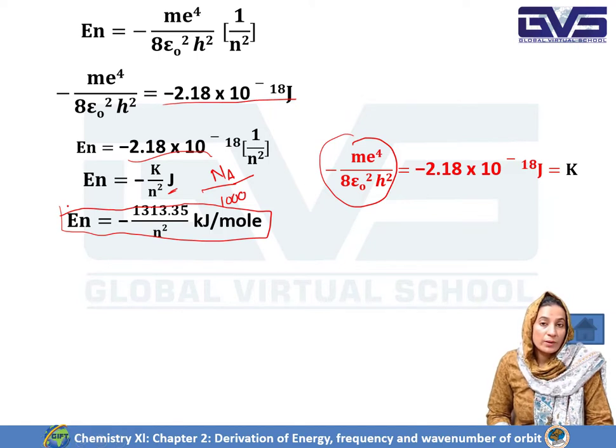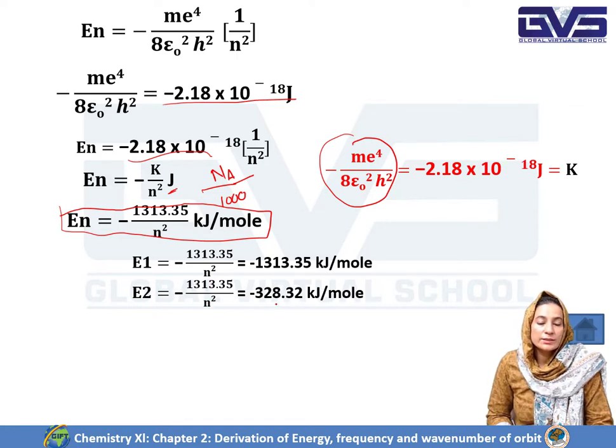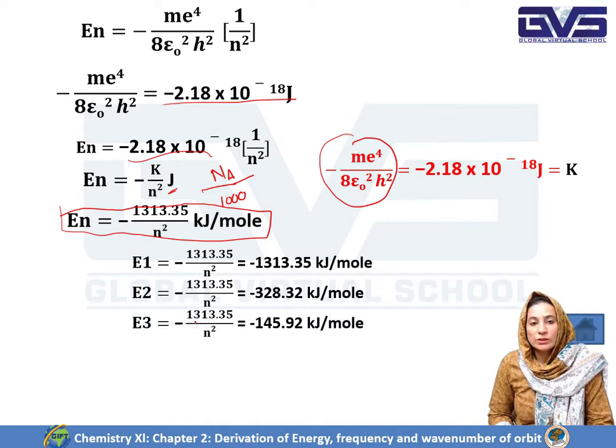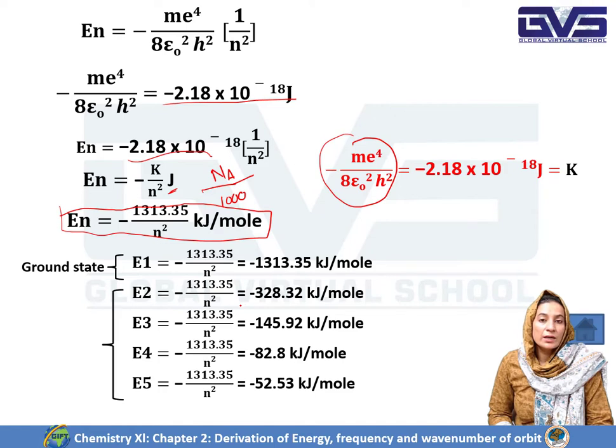So finally you can use this equation to calculate the energy of any orbit, any energy level, any shell. Like E1 for n squared: 1 squared is 1, so the answer will be the same. For E2, 2 squared, so this will be divided by 4 and you get this answer. Similarly you can calculate for energy levels E3, E4, E5 and so on. The lowest energy level, E1 in this case, is called the ground state energy level, while all the others, like E2, E3, E4, E5, are called excited state energy levels.